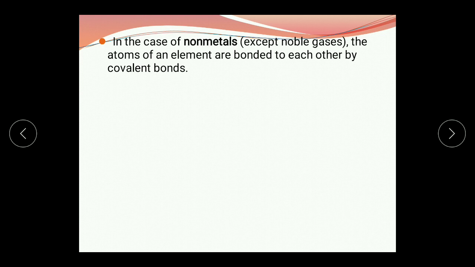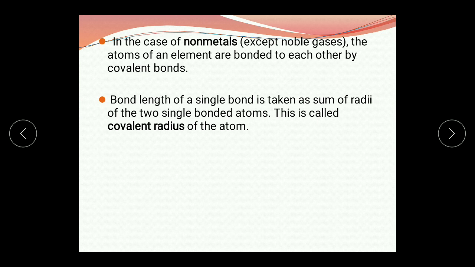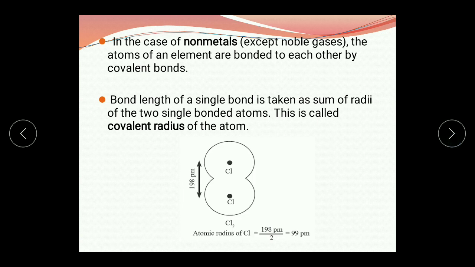Now, first we will consider the non-metals. In non-metals, noble gases are also included, but we are not going to consider those noble gases. For the other remaining non-metals, the atoms of an element are bonded to each other by covalent bonds. Do you know what a covalent bond is? It is the bond formed because of the sharing of electrons. The bond length of non-metals is considered as the sum of the radii of the two single bonded atoms, which is called the covalent radius of the atom. How? Let us consider this.